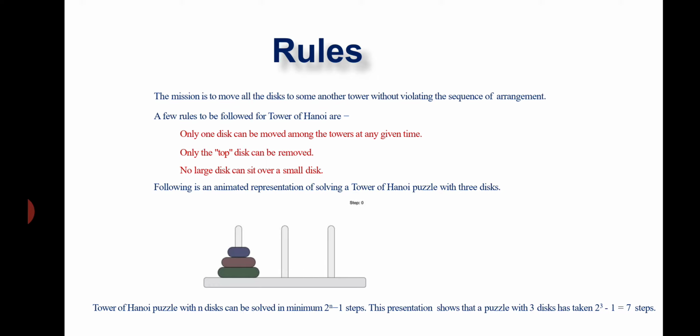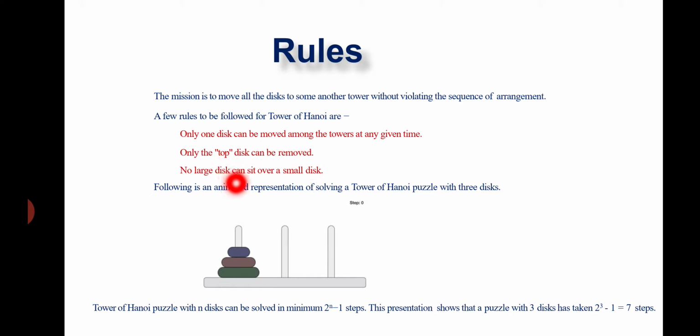Then come to the rules of the Towers of Hanoi. The mission is to move all the disks to another tower without violating the sequence of arrangement. The rules are as follows. Only one disk can be moved among the towers at any given time. Only the top disk can be moved.